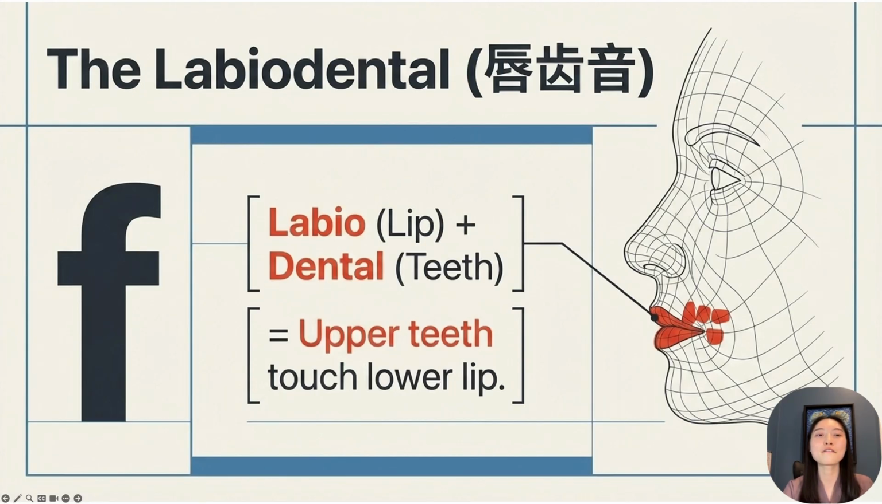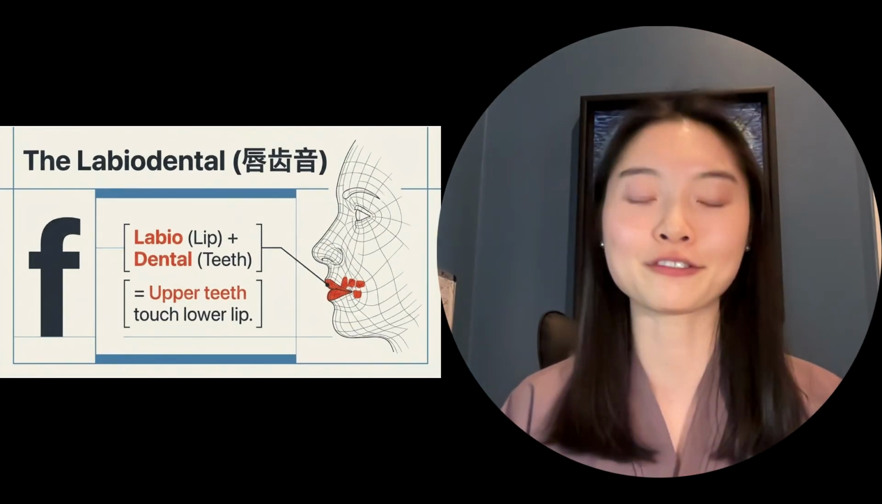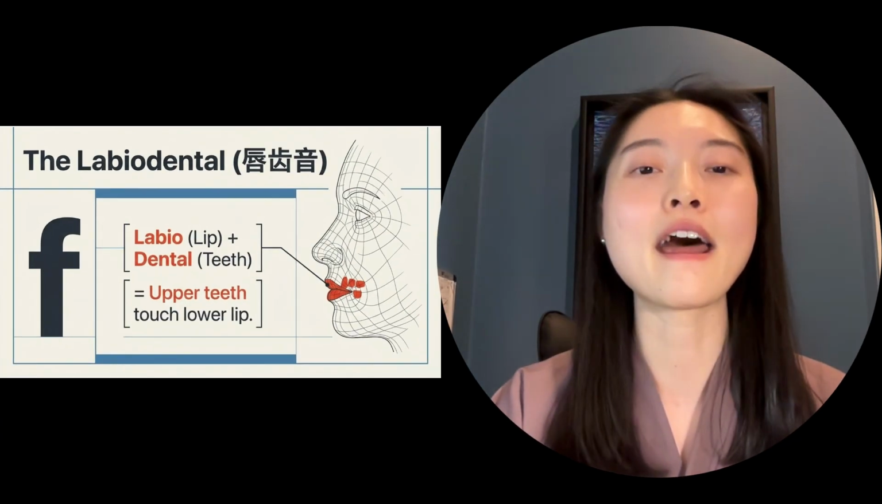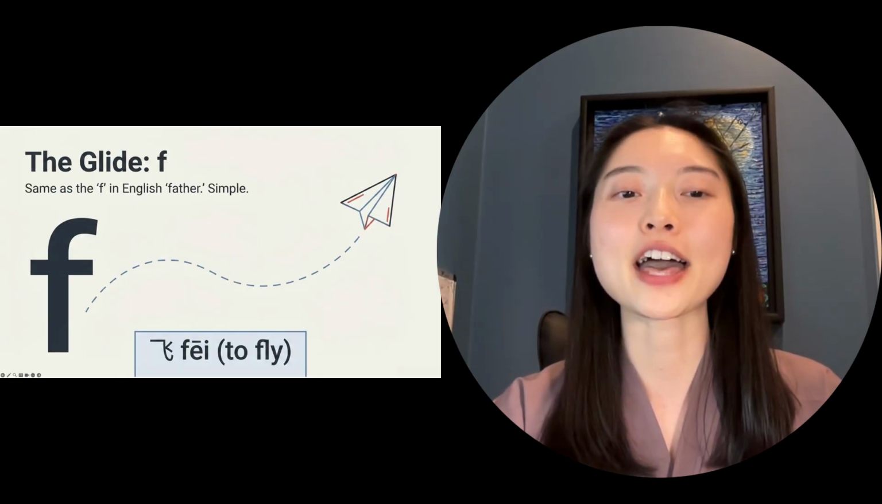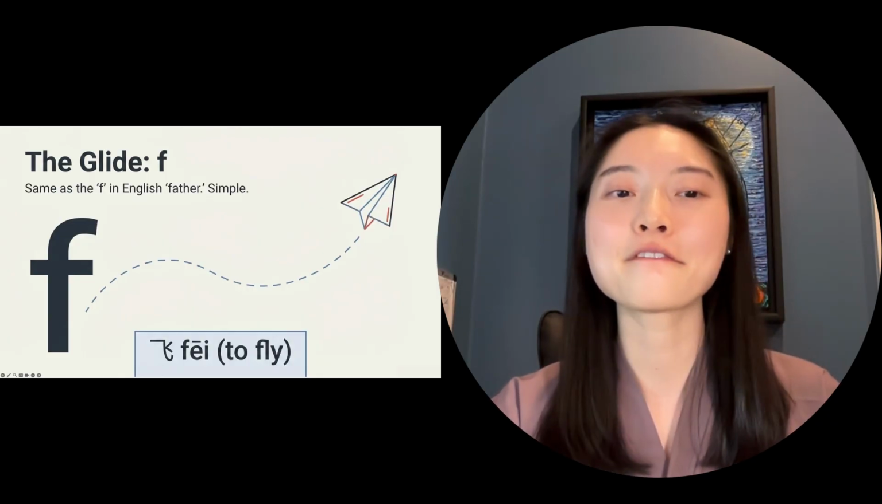Now, the F is slightly different. F. In Chinese, it's called 唇齿音, which means the lip and the teeth touch together. To make this sound, your upper teeth touch your lower lip, exactly like the F in father. Also like fei, to fly, fei.